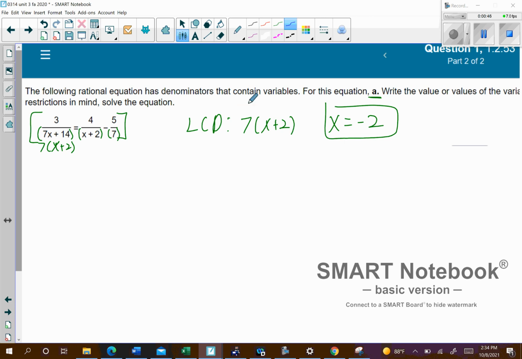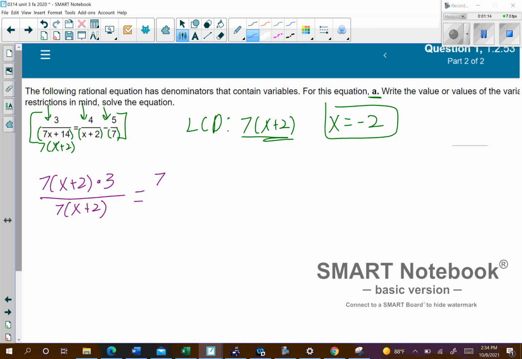So what I'm going to do here is I'm going to write this LCD. When I multiply it by both sides, it's just going to show up in those three spots. So I'm just going to go ahead and rewrite it with it there. So 7 times x plus 2, then times 3 all over 7 times x plus 2 on bottom. So I just rewrote this, but I'm putting the LCD that's getting multiplied to everything.